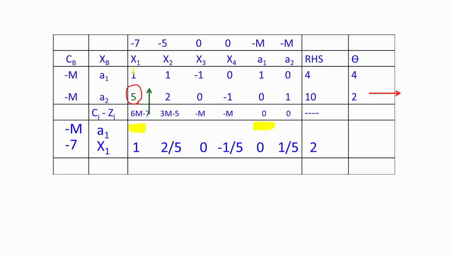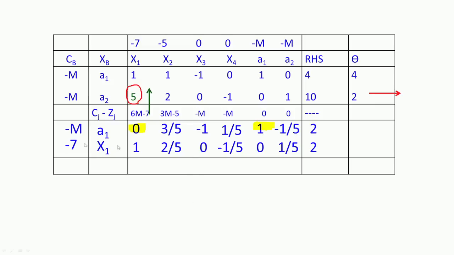So I look at the previous one, which is 1. So 1 minus 1 will give me 0. So this number minus this number will give me the value that I should have in this position. So 1 minus 1 is 0. 1 minus 2 by 5 is 3 by 5. Minus 1 minus 0 is minus 1. 0 minus minus 1 by 5 is plus 1 by 5. 1 minus 0 is 1. 0 minus 1 by 5 is minus 1 by 5 and 4 minus 2 is 2.